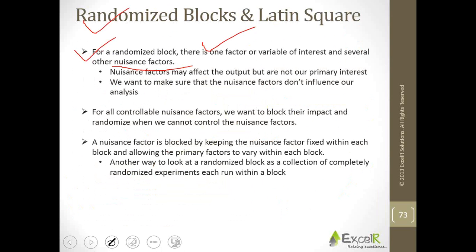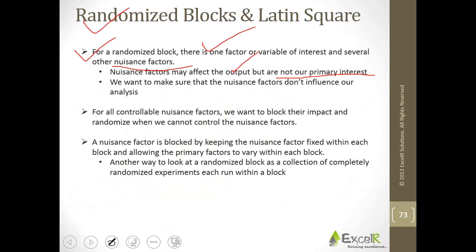For example, your garment shop. How many people are working will make sense. What food are they eating? What are their sleeping habits? These are all nuisance factors. We do not require to get into those details, right? Nuisance factors may affect the output, but are not our primary interest.